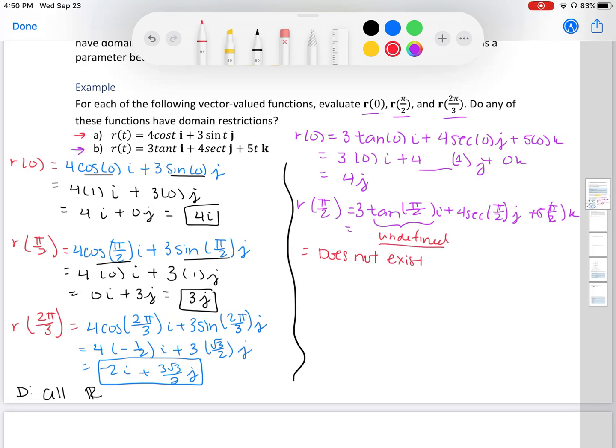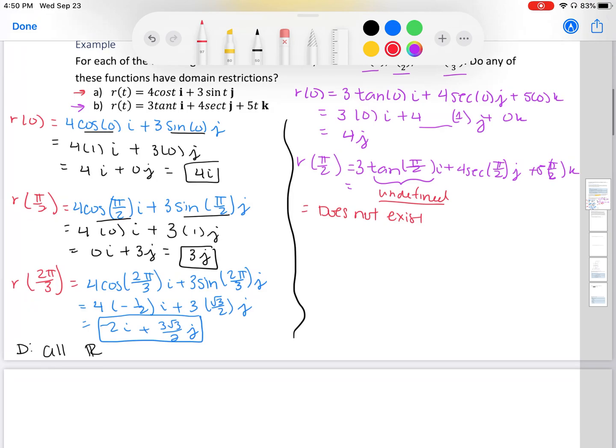If we look at the unit circle, pi over 2 gives us the coordinate (0, 1). By creating tangent, which is sine over cosine, we get a denominator of 0, which gives us an undefined value at tangent at pi over 2. Okay, next one.